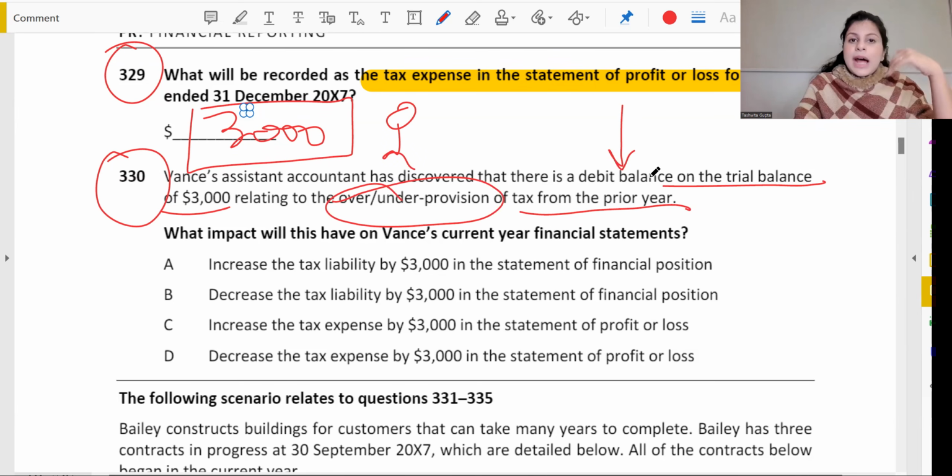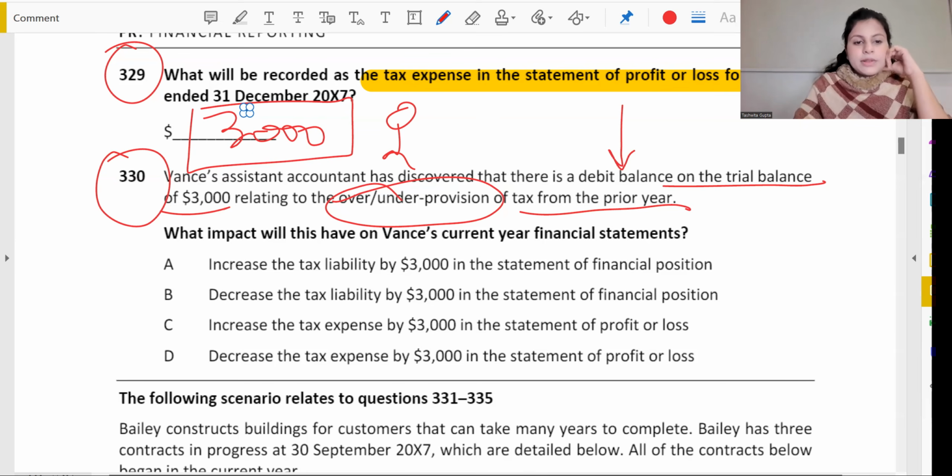Under provision means last year, whatever you estimated for your taxation was less. So this time you're going to provide for it. So that increases your expense. That means last year you recorded less expense. That's why we call it under provision. So under provision always has a debit balance, right? And over provision always has a credit balance. So in this case, it's a debit balance. So it's an under provision.